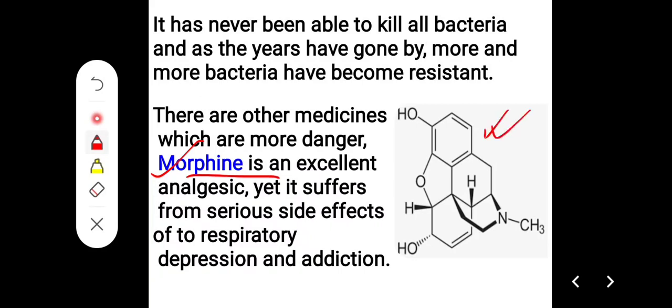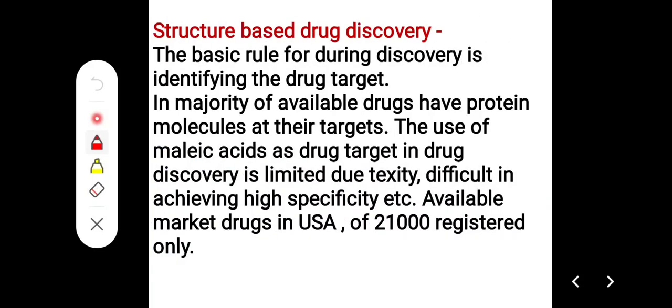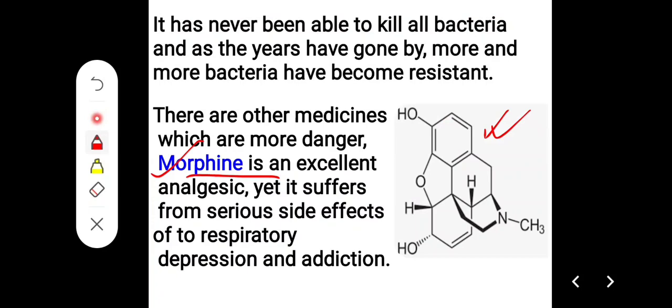So it suffers from serious side effects: respiratory depression can be there and addiction can be there. That's why morphine is a dangerous medicine. Actually, it is now not termed as medicine.